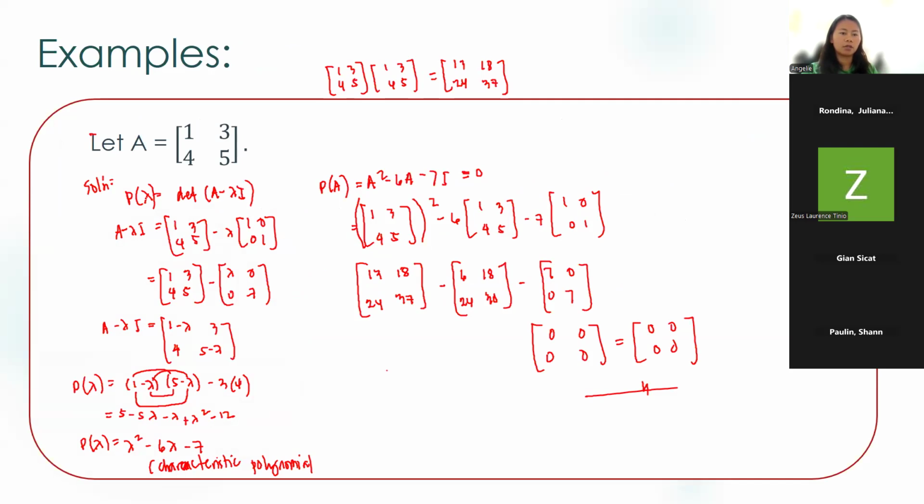So again, for a start now, we're going to find its characteristic polynomial. It's just the same with the first process in finding the lambda, the eigenvalue. Same process. You substitute the values of A minus, of course, lambda scalar times the identity matrix. Then we solve, and we arrive at this.